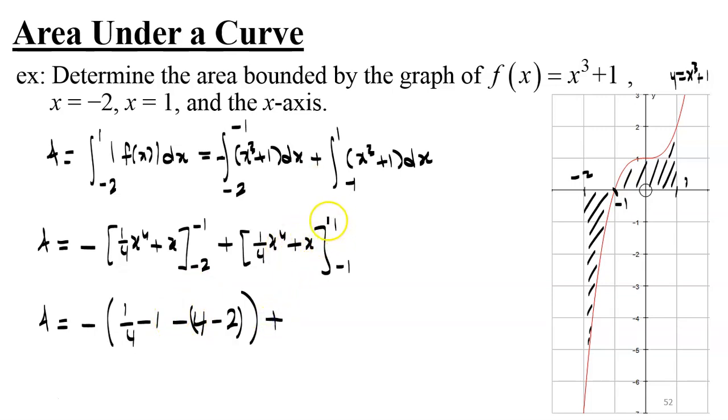Plus, now for the antiderivative between -1 and 1, upper bound minus lower bound, minus, now for the lower bound, -1 is 1 over 4 minus 1. And then using your calculators or whatever, you can calculate what this is equal to. That should give me 19 over 4 unit squared as the total area under the curve between -2 and 1.